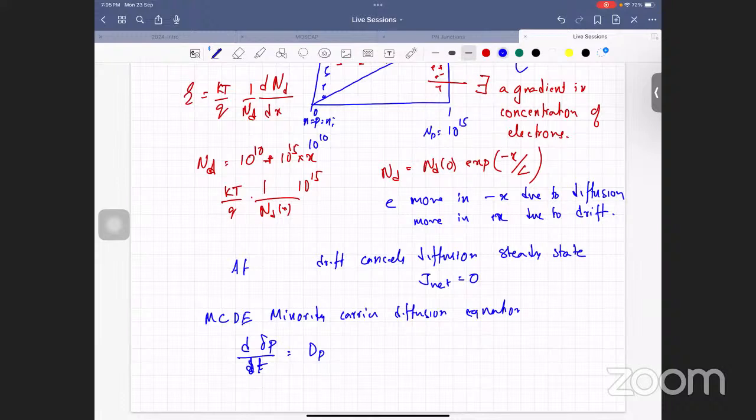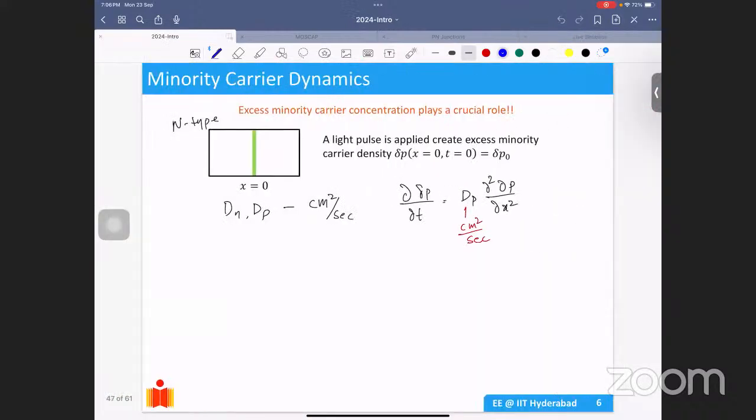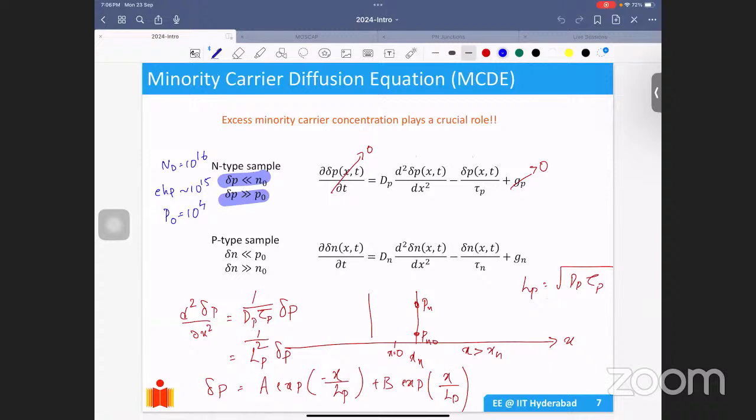D p d square delta p by dx square. Anything else, guys? Generation of P. What else is there? Let's forget recombination or G minus R. Okay, this is my minority carrier diffusion equation. Agreed? This is what it is, correct? Oh yeah, sorry, I didn't put in the recombination.